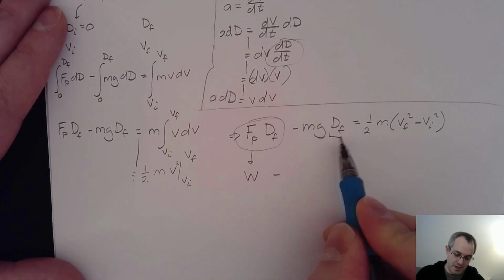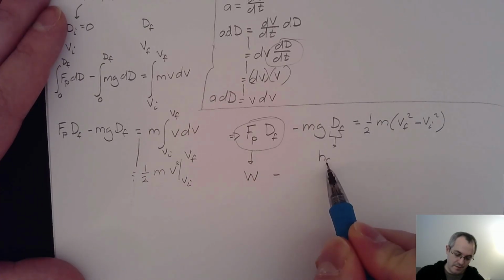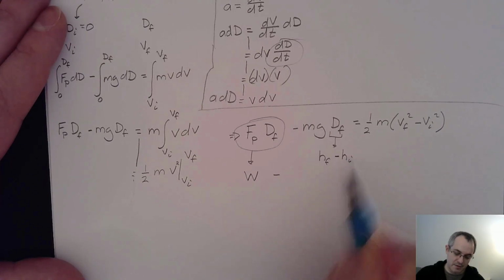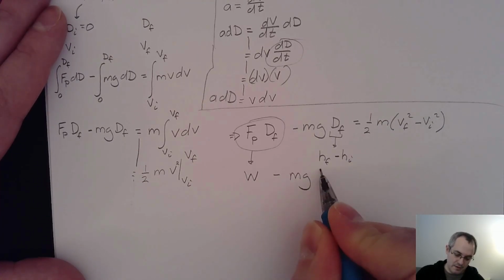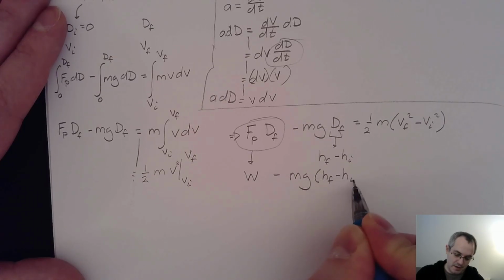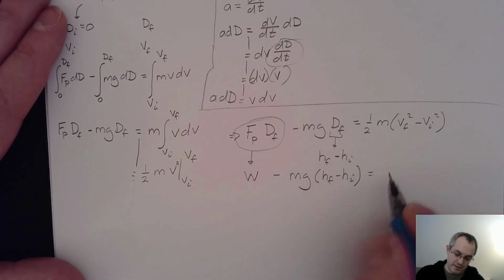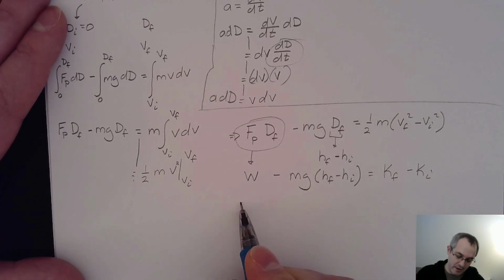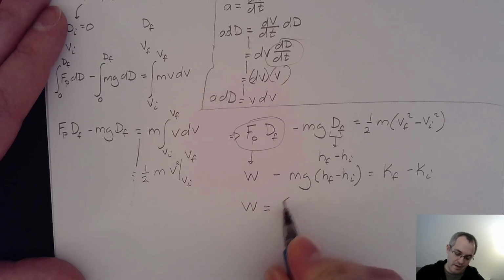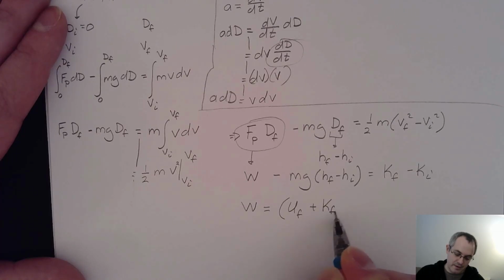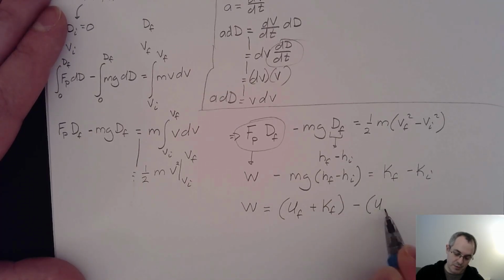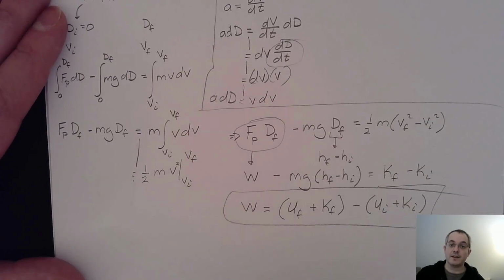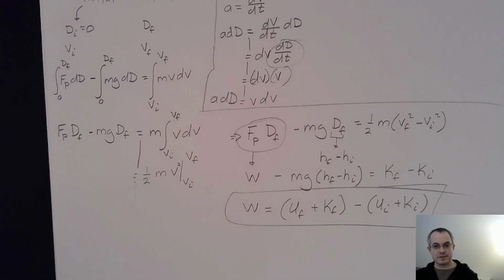Just like before, this df is that final location minus the initial location. So that becomes mg times (hf minus hi). And this is final kinetic energy minus initial kinetic energy. So that once again we have W equals our final potential plus our final kinetic minus initial potential plus initial kinetic energy. And once again we have conservation of energy now with a little bit of calculus in there.